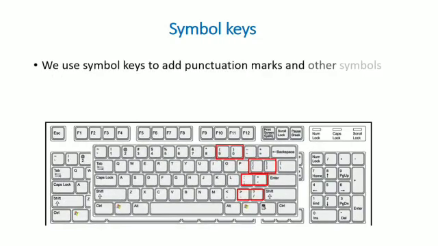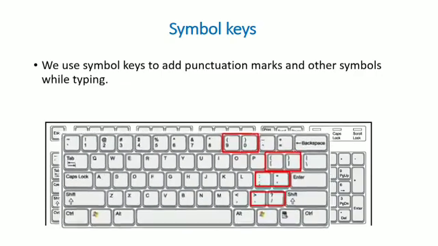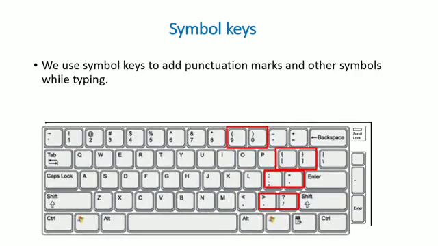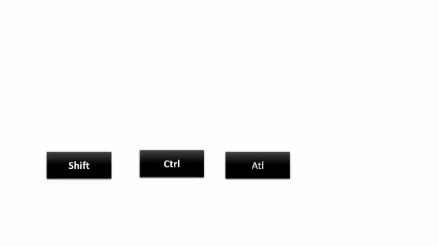Next one is symbol keys. We use symbol keys to add punctuation marks and other symbols while typing. Here you can see we have brackets, parenthesis, colon, single inverted comma, double inverted comma, full stop, question marks. So they are symbol keys.